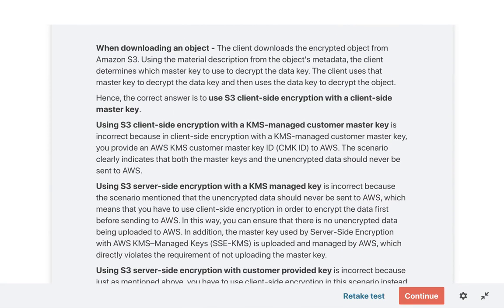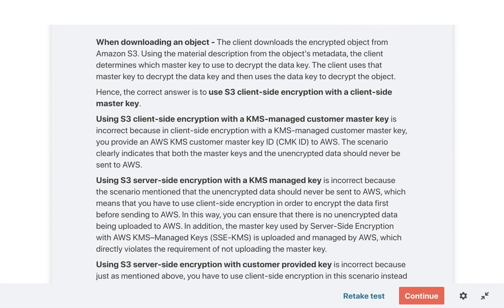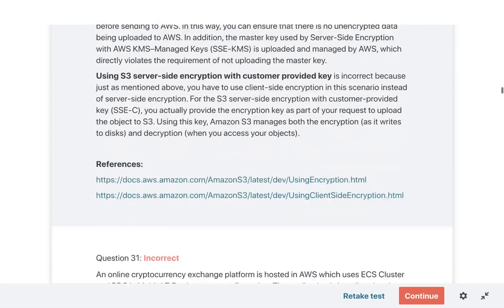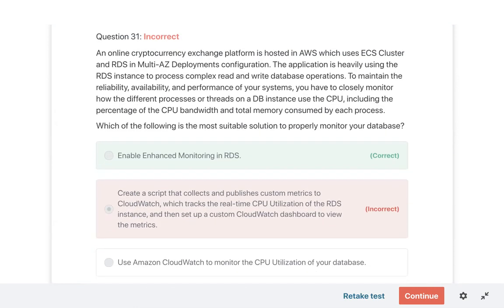Now the one we picked is incorrect, because in client side encryption with KMS managed customer master key, you provide the AWS KMS customer master key. The scenario clearly indicates that both the master key and unencrypted data key should never be sent to AWS. Okay, enable enhanced monitoring in RDS would have done the job.